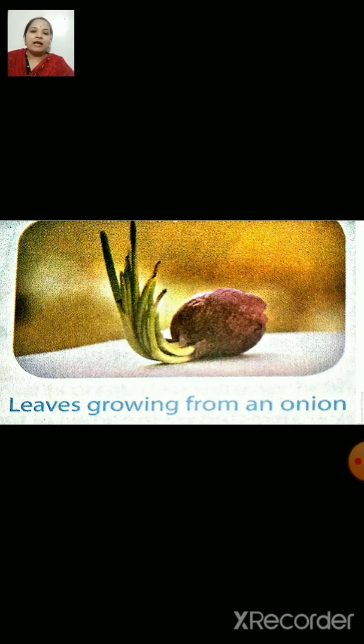Now, as we have discussed, the onion and potato, they are stem part of the plant. Can you see the leaves growing from the onion? So, in this way, the plant also grows from the stem.